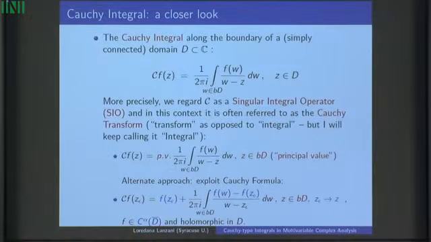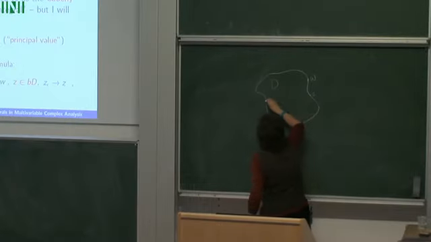And so the kernel becomes singular because W will, at some point, be equal to Z. So in that case, one interprets the Cauchy integral as a principal value integral. The classical way is to fix your Z, let me put another Z here, because I'm going to save this for later.